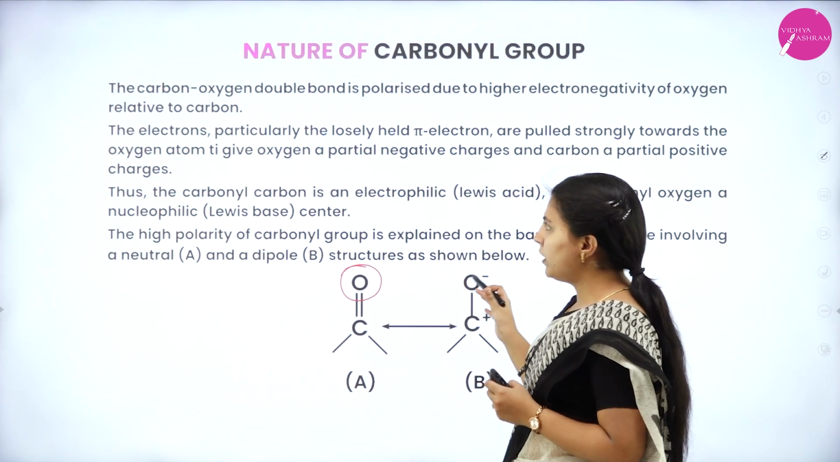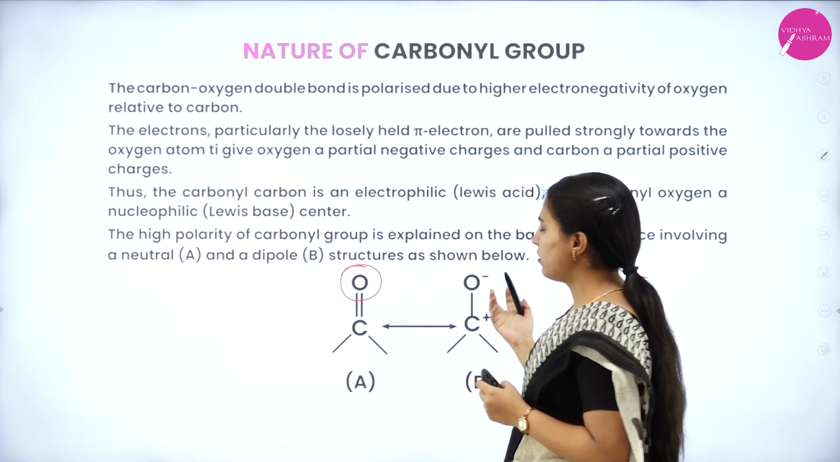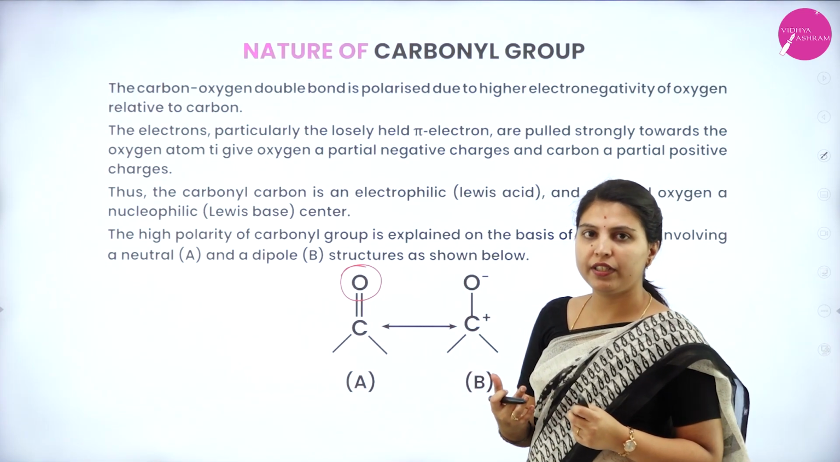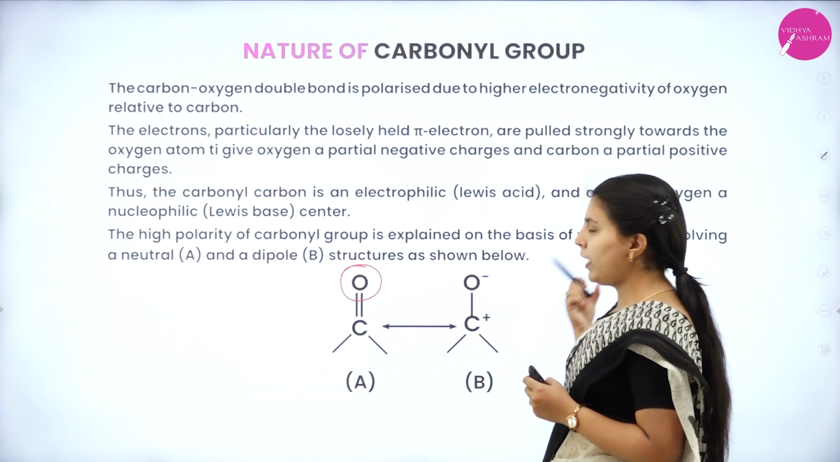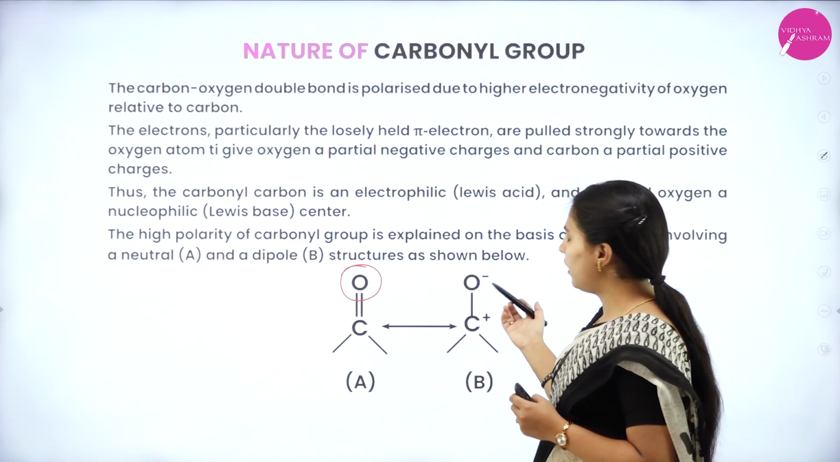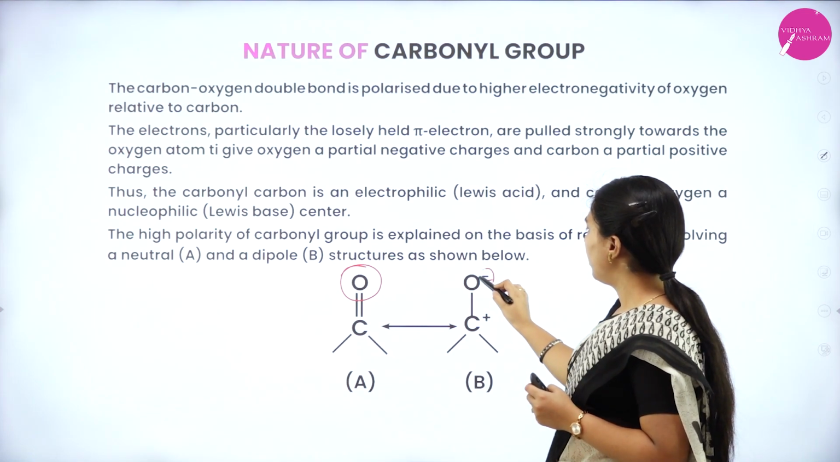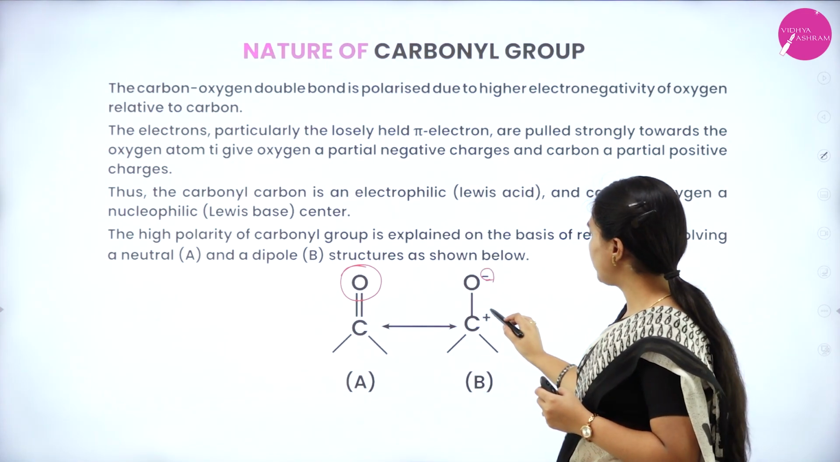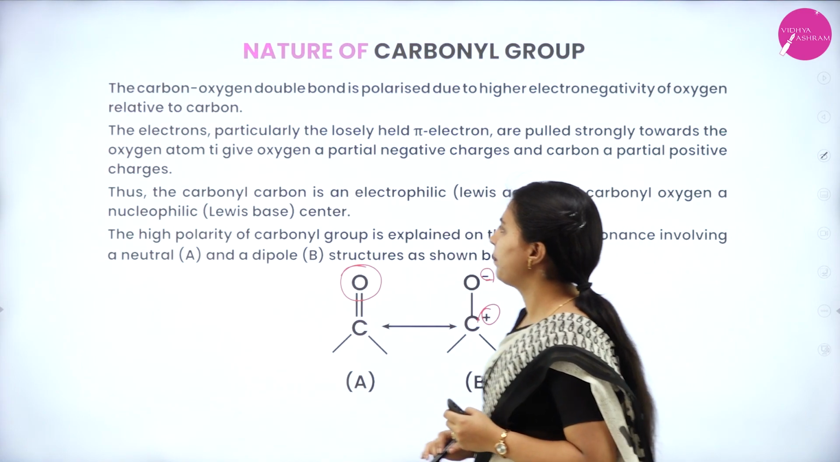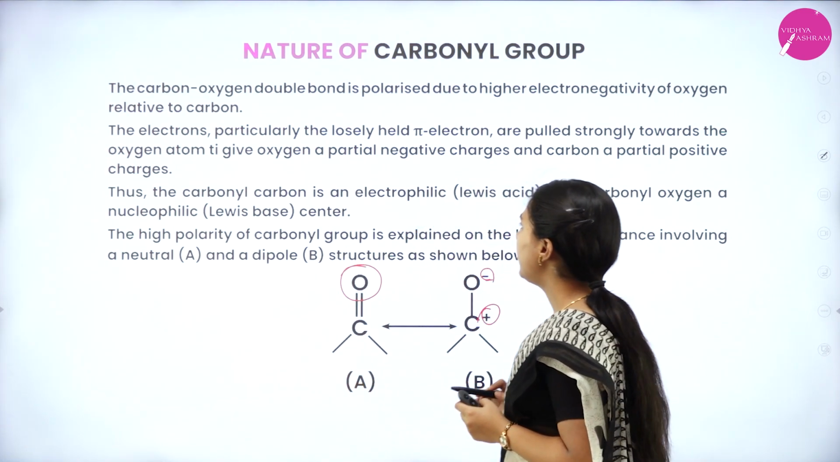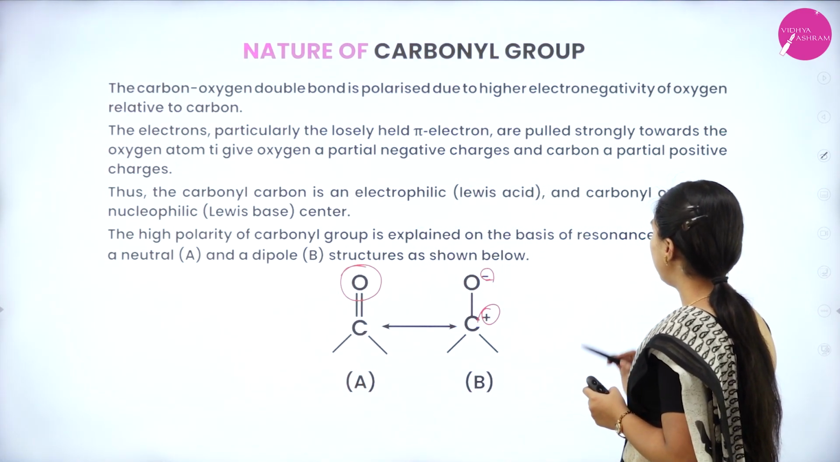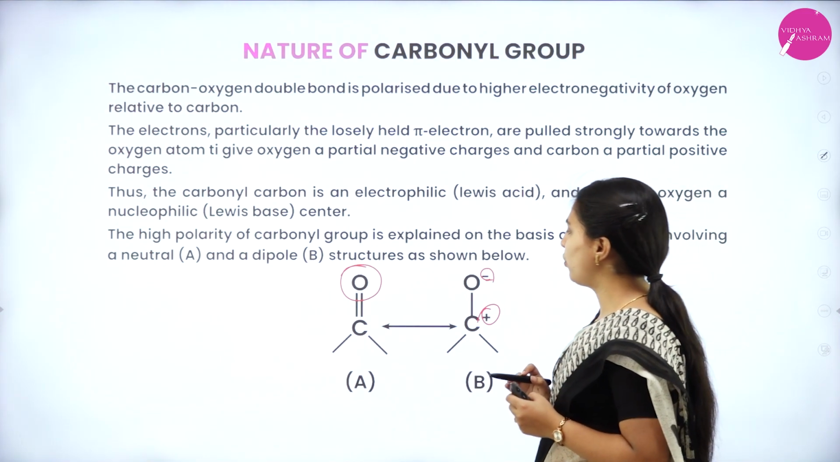So due to the high electronegativity of oxygen, what will happen? It will pull the electrons towards the oxygen and it will attain a partial minus sign, and here a partial positive sign towards carbon. Thus the carbonyl group carbon is electrophilic and the carbonyl oxygen is nucleophilic.